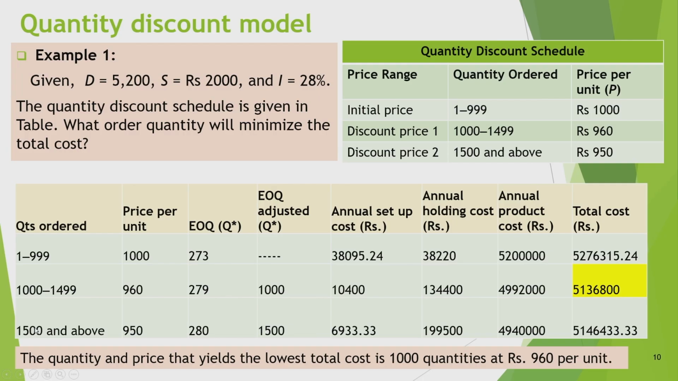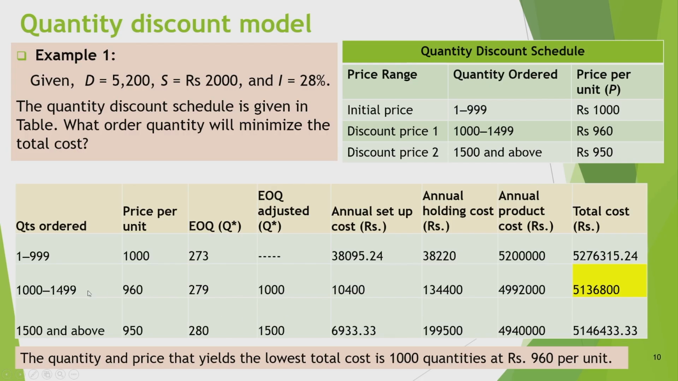Then I consider another slab, 1500 and above. Here EOQ comes out to be 280. Obviously if I order 280 quantity, then I will not get the discount. So I have to order a minimum of 1500, and with this minimum amount I calculate the annual setup cost, annual holding cost, annual product cost, and I sum them. I got something like 51,46,433. So we have got the total cost for 3 slabs.